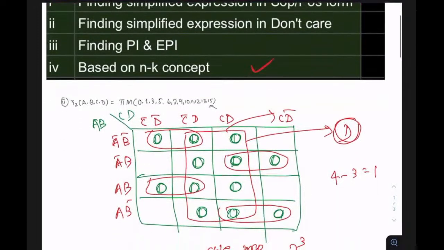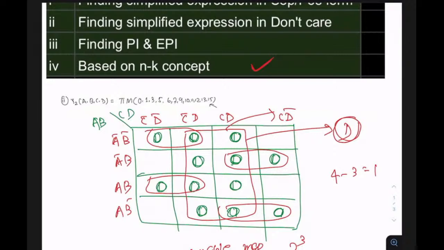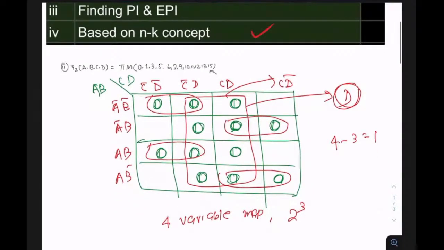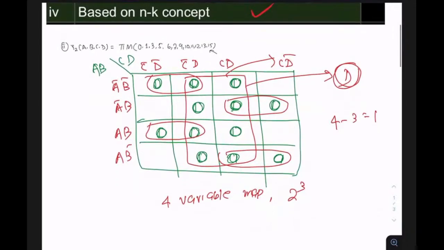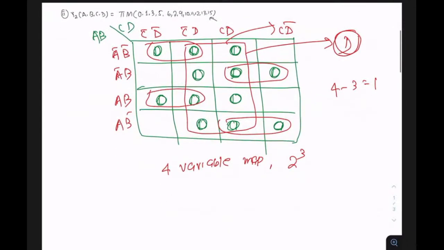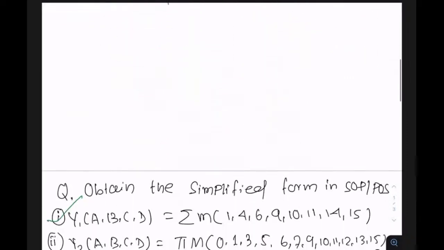So here, I have written a concept based on the n minus K concept. The question might be framed like, if in a 6 variable map, a group consists of 2 raised to power 4 number of cells, then how many literals will the expression contain corresponding to that group. So you have to give the answer using this formula.